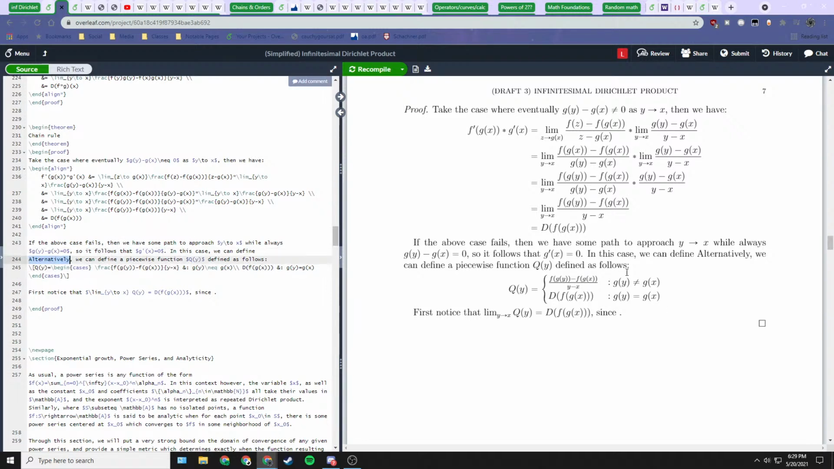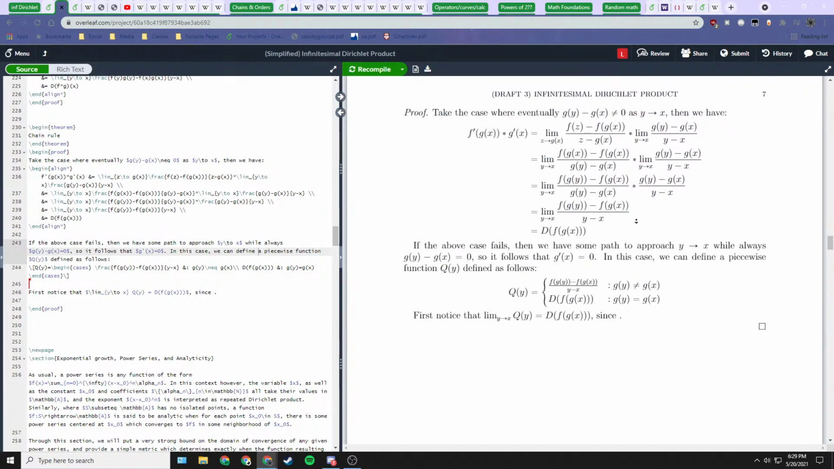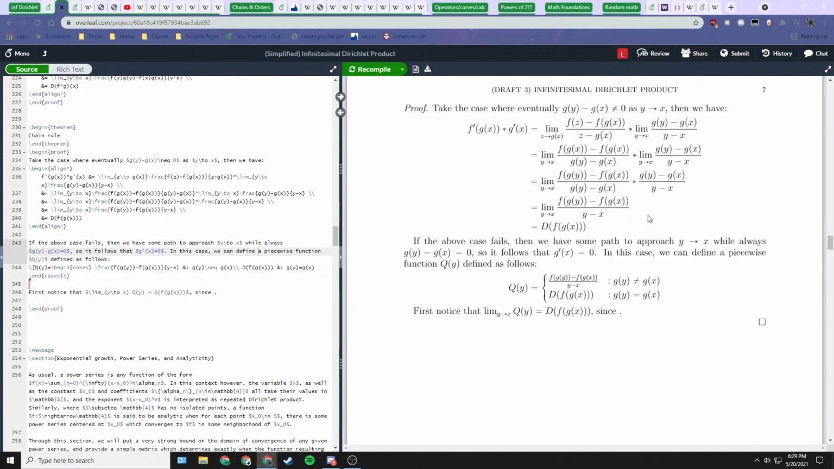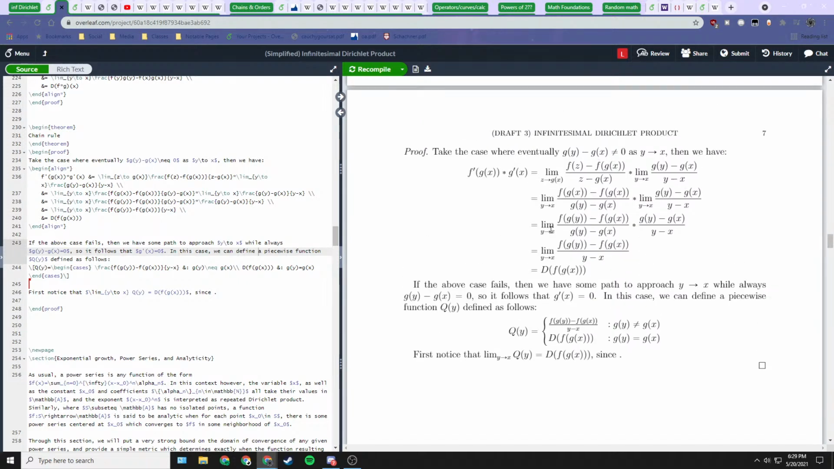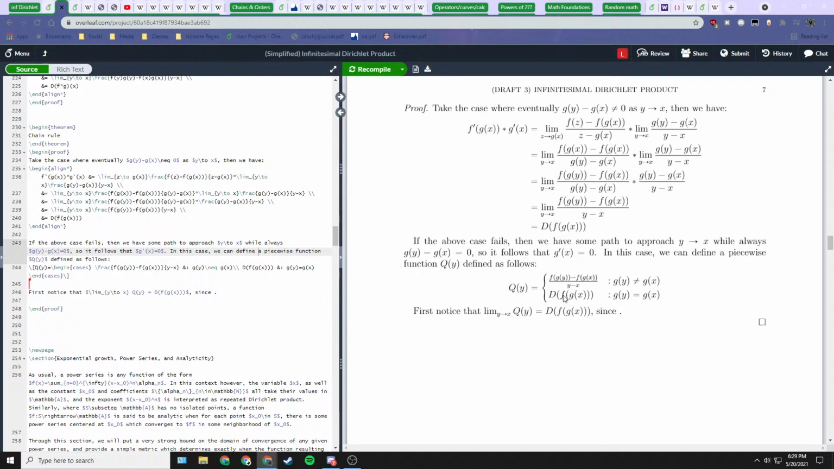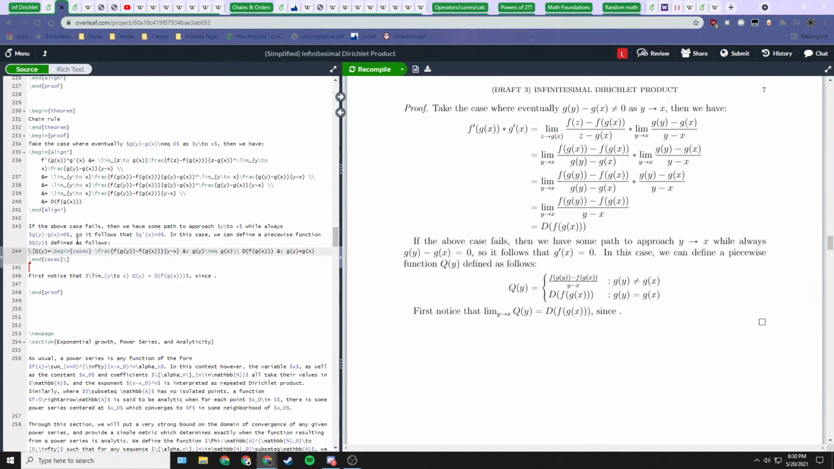So we have a piecewise function q of y defined using this. What do I actually want? I'm trying to show that these are equal. This would be the derivative for d of f of g, and this other one is going to be the derivative for the other.